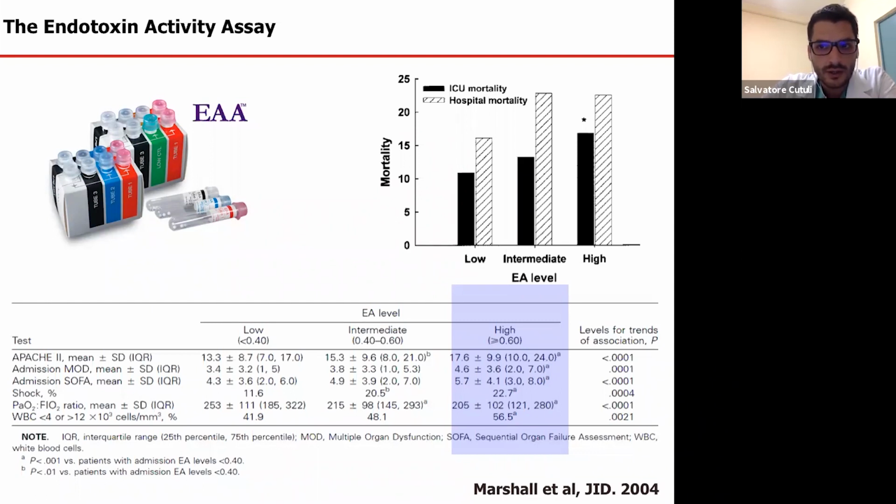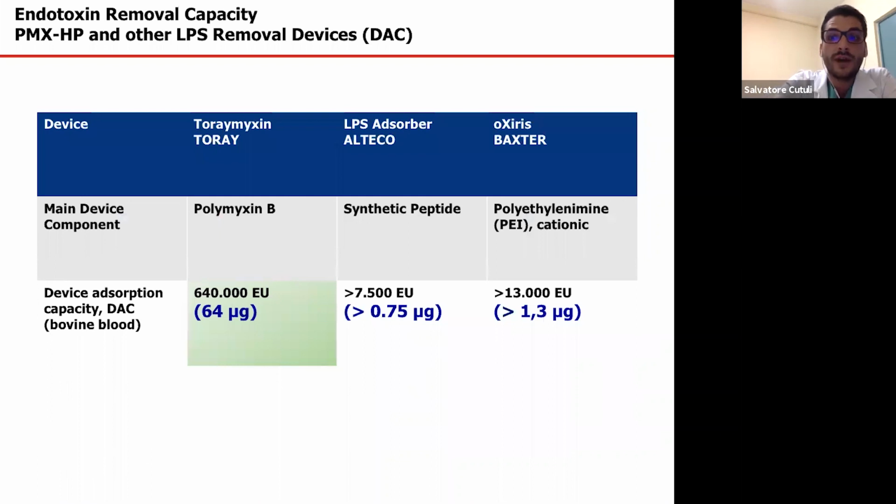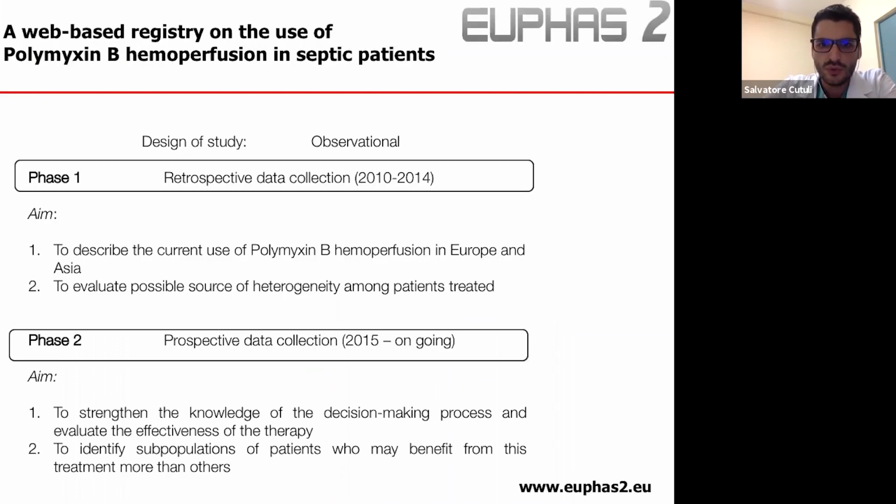start endotoxin removal. We have different devices that are able to remove endotoxin from the blood. And as you can see here, polymyxin B hemoperfusion is the device which has the highest absorption capacity. This is really important because it can reduce significantly the level of endotoxin in the blood, so it is able to do an efficient immune modulation.